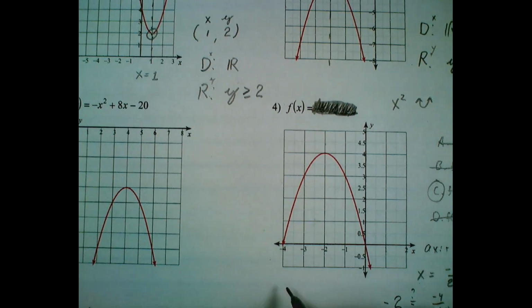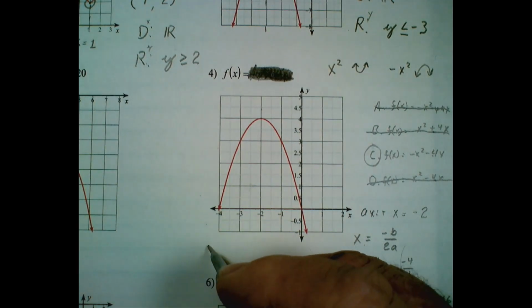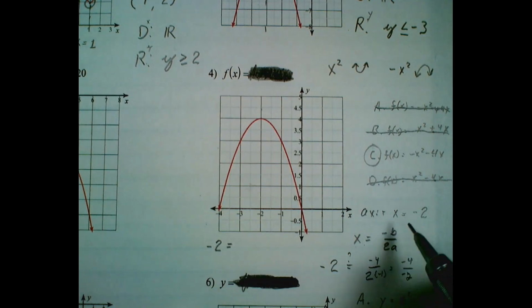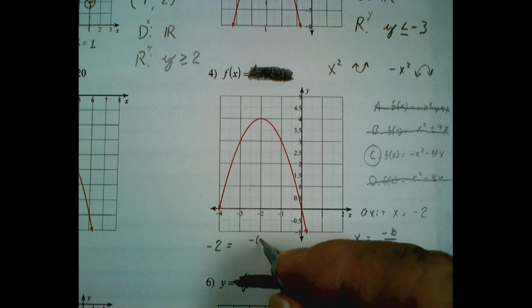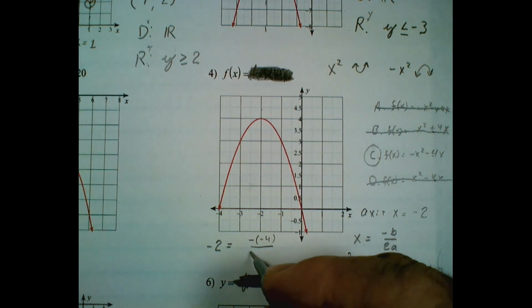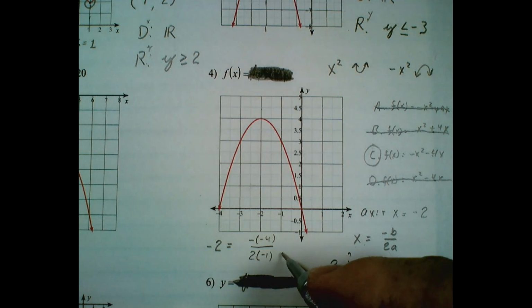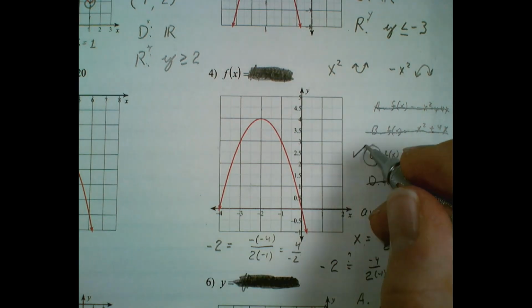Let's test it to make sure. So I need x equals negative b over 2a. So negative 2 is what I should have. Then I put in my negative b, so it would be a negative 4. So negative 4 over 2 times a, which is a negative 1. So that's going to give me 4 over negative 2, and that does reduce. So we know that one works.